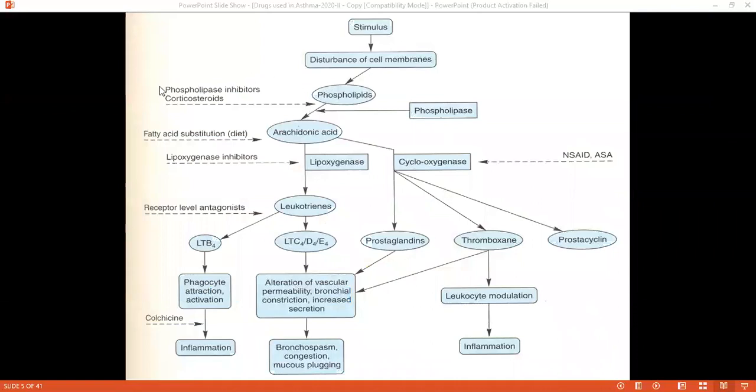Similarly here, the targets of the controller drugs: corticosteroids inhibit the phospholipase A2 enzyme, which converts phospholipids into arachidonic acid, and all the following process is inhibited. Similarly, we can use the lipoxygenase inhibitors, which inhibit the lipoxygenase cycle, so no leukotrienes are formed, which cause bronchoconstriction and inflammatory cell infiltration. At the receptor level, we can use the leukotriene antagonists, which inhibit the inflammation and prevent the bronchoconstriction.